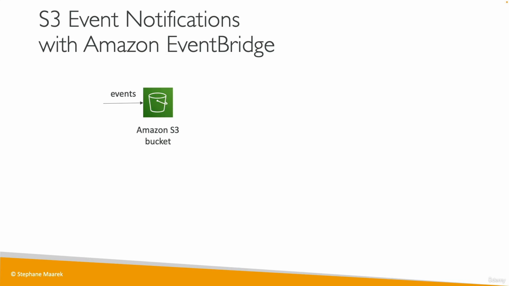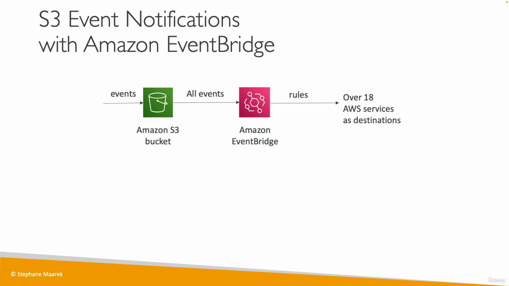So your events are going into your Amazon S3 buckets, and all the events end up in Amazon EventBridge, no matter what. So all of them, okay? And then from EventBridge, which you don't know yet, you can set up rules. And from EventBridge, thanks to these rules, you can send these events to over 18 different AWS services as destinations. So it really enhances the capability of S3 event notification.